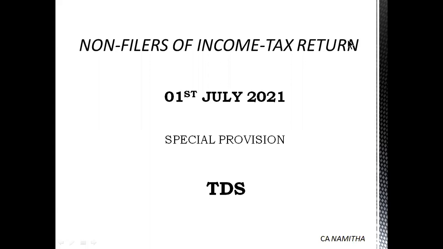There is an insertion of a new section under TDS, that is section 206AB, which will be effective from 1st July 2021. Section 206AB basically deals with cases where a person is required to do TDS at a higher rate while making payment to another person who has not filed income tax return for the previous 2 years.